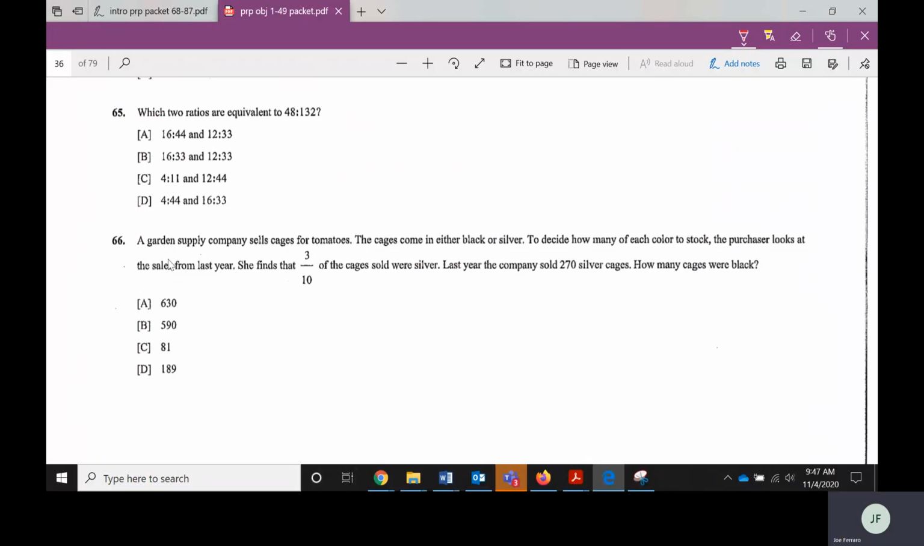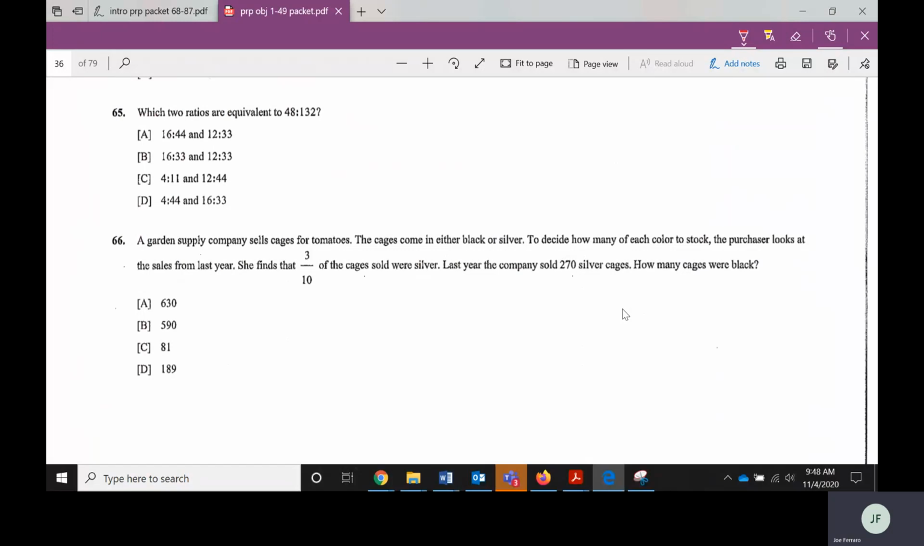It says a garden supply company sells cages for tomatoes. The cages come in either black or silver. So that's going to be probably 2 things we're going to look at. It says to decide how many of each color to stock, the purchaser looks at the sales from last year and she finds that 3/10 of the cages were silver. Last year, the company sold 270 silver cages. How many cages were black?